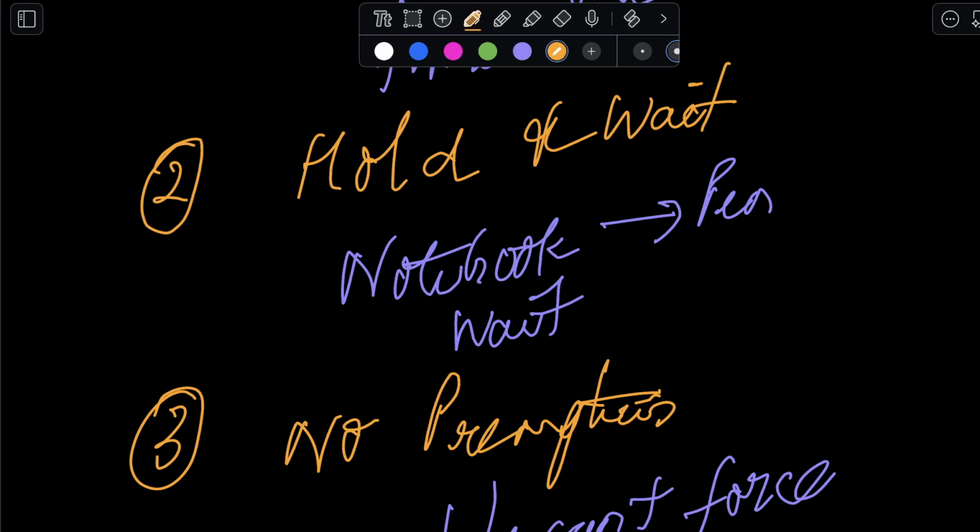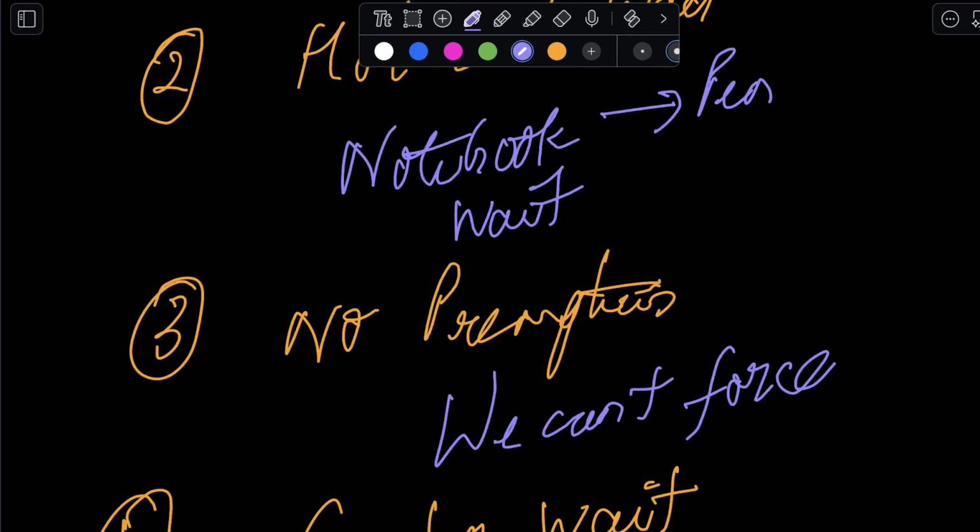The next condition is circular wait. Circular wait is basically like a circular queue, right? So all threads are put into the queue. This is like a circular array, right? So you have threads waiting in it. This is a circular queue, right?